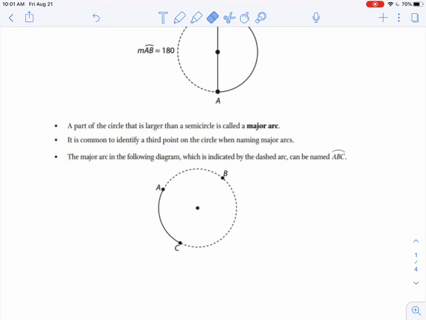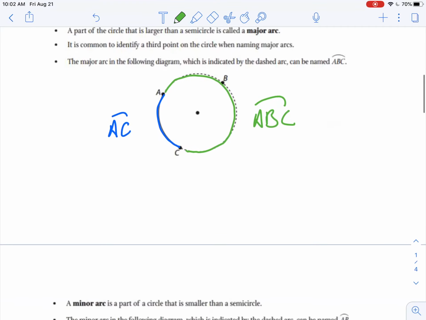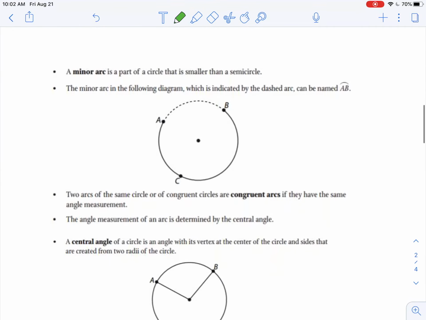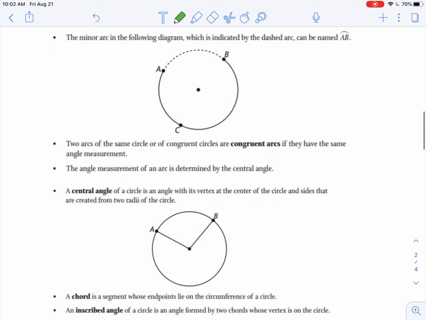There's also something called a major arc. So basically, I'm just going to abbreviate everything this says. Arc AC would be this arc, the minor arc. But if you wanted this bigger part of the circle, even though it starts with A and ends with C as well, you would name it ABC. So arc ABC. That's basically what I just said there.